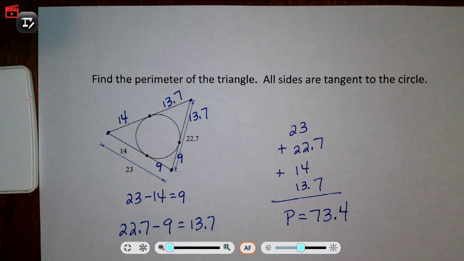Now, if I was given feet or yards or any kind of measurement, I would need to make sure I include that with my answer. But that is not the case here.